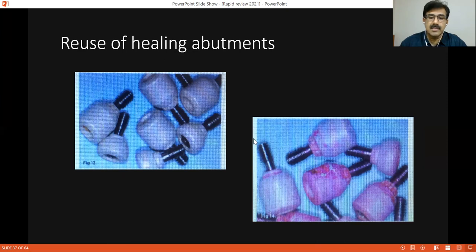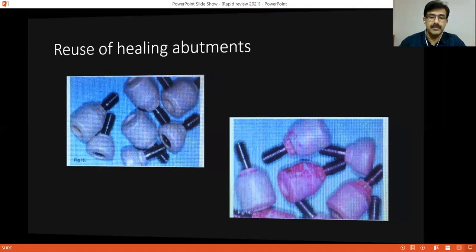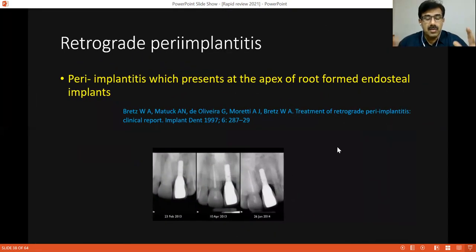And this photograph is from one study, where they cleaned these healing abutments well, and they autoclaved them also. After that, a disclosing agent was applied. And look at the amount of plaque you find over these. Now, suppose you are introducing this during a second stage surgery to an implant area. You are introducing a lot of bacteria into that area. And from there, even before you place the prosthesis itself, the periimplantitis is going to start. So those were the risk factors associated with periimplantitis.